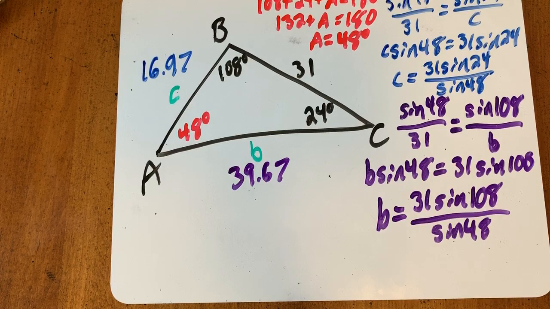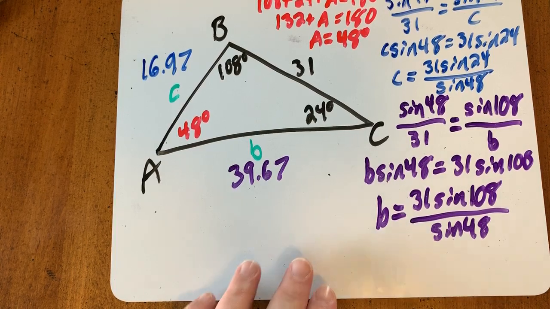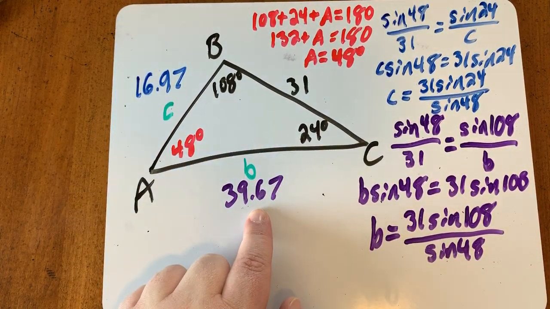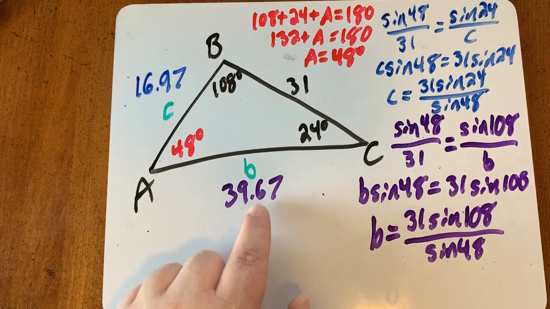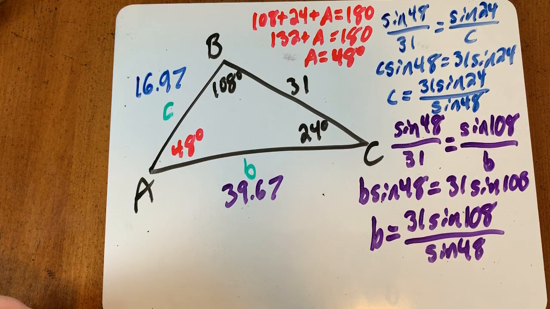A quick check I always like to do before I move on is I just look at the angles and look at the sides and see if they make sense. And by that I mean the largest angle should always be opposite the largest side, and the smallest angle should always be opposite the smallest side. So our largest angle here is 108. That's opposite our largest side. Our smallest angle here, 24, is opposite our smallest side.